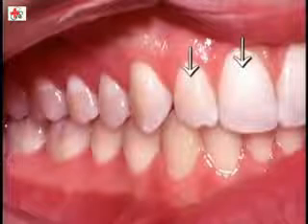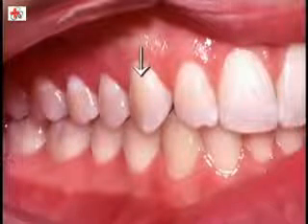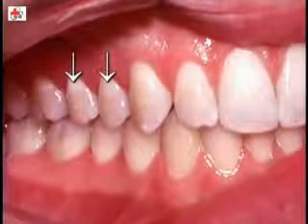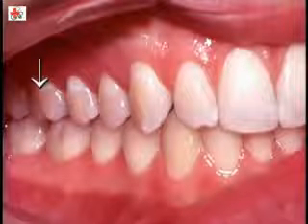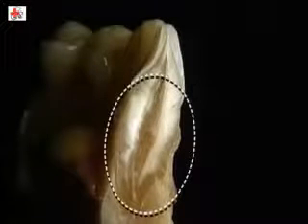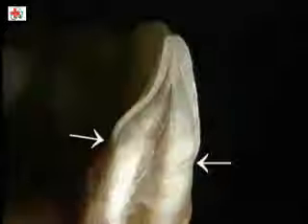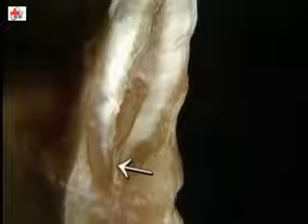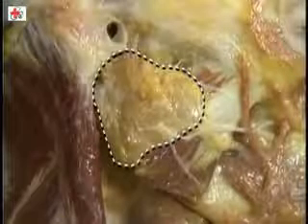Here are the teeth, the incisors, the canine, the premolars, and the molars. Here's the crown of the tooth, the root, and the apex. Here's the neck, here's the pulp cavity, here's the apical canal, and the periodontal membrane.